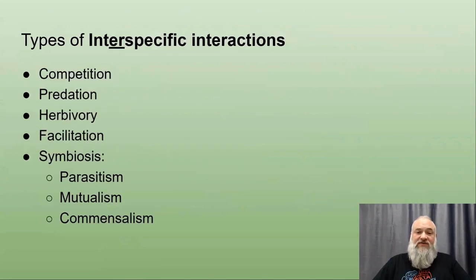The types of interspecific interactions we're going to discuss, and we'll discuss all these so you don't have to freak out and try to get them all down quick: competition, predation, herbivory, which is just predation of plants, facilitation, and then symbiosis. Three forms of symbiosis we talked about are parasitism, mutualism, and commensalism. In Bio 1, we talked about all of these except for facilitation, so a lot of this is going to be a review for you.